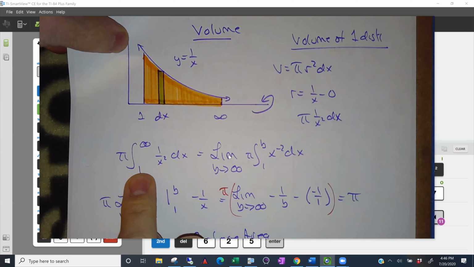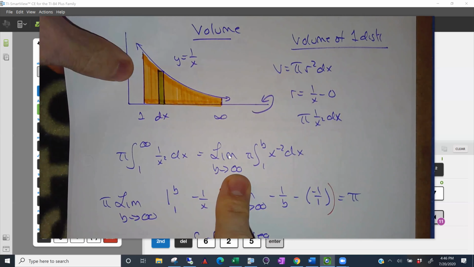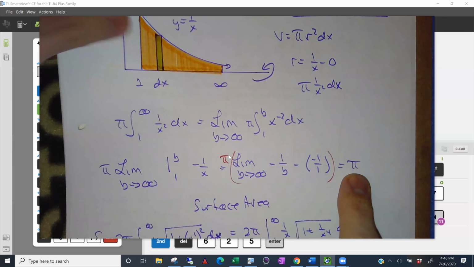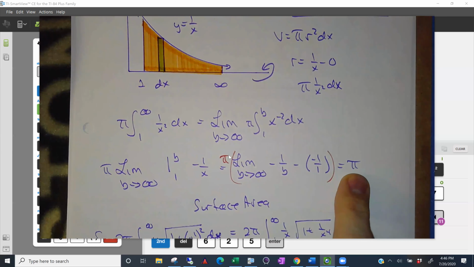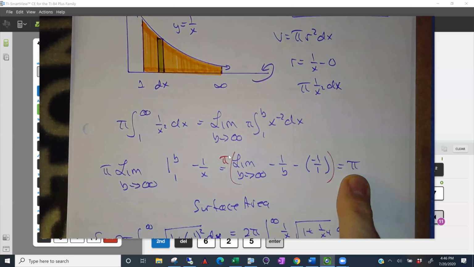And you know what? It's an improper integral. But hey, we can deal with that. We did that in section 7.8. And I take the pi out, take the limits, and I end up with a finite volume of pi. So I could fill this up with pi cubic units of fluid or paint, if you wanted to think of painting this. Now that's the volume.